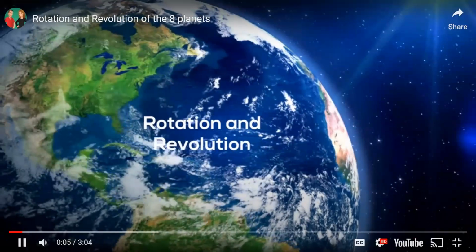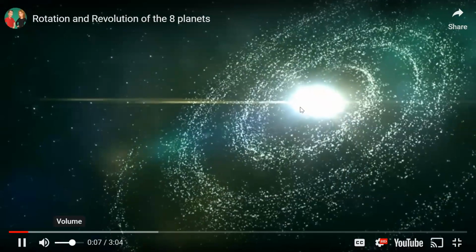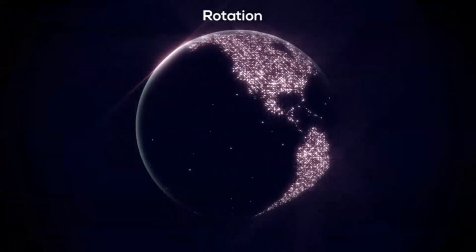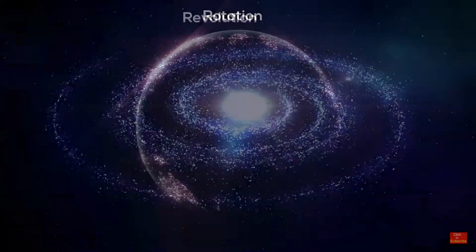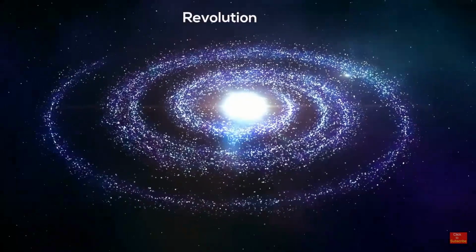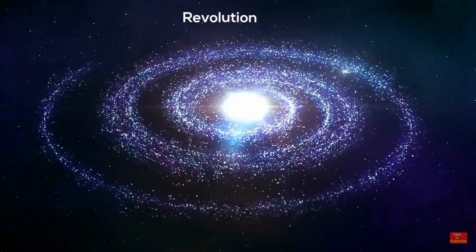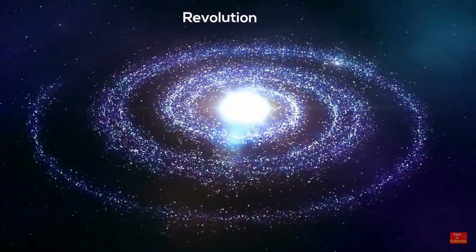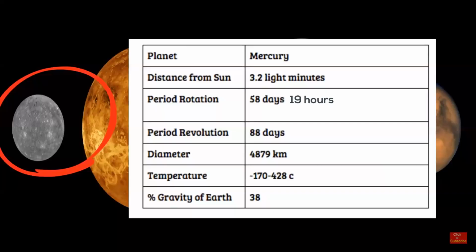8 planets rotate around the sun. The period of rotation is the amount of time it takes a planet to rotate completely on its axis. And the period of revolution is the amount of time it takes the planet to revolve completely around the sun. Up first is Mercury. The Mercury period of rotation is 58 days, 19 hours, and the period of revolution is 88 days. A day on Mercury is almost 59 days on Earth.